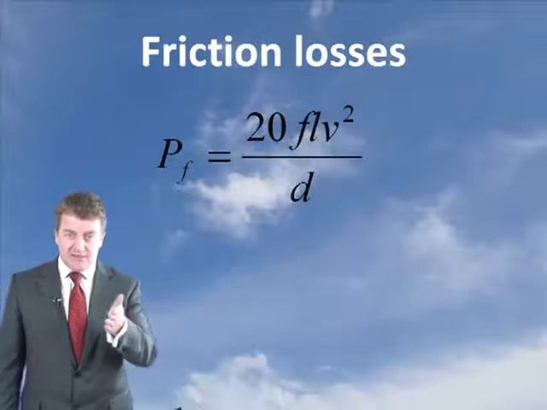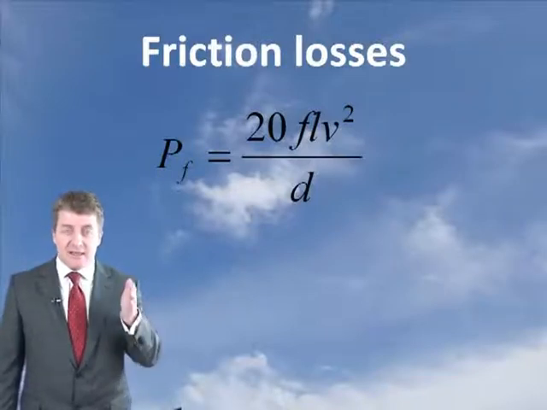Now the first thing again to do is draw out the problem. This is what we have. Now what we have to determine is what the frictional loss is as the water travels down the hose, and again add it to the pressure that we require at the nozzle. Which formula do we know that includes all these? Well, here it is, PF equals 20 FLV squared divided by D.